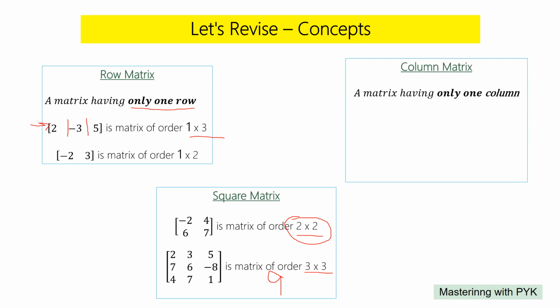Column matrix, a matrix having only one column irrespective of number of rows. So here we have one column and 2 rows. So the order of matrix is 2 multiply 1 or 2 cross 1. Here we have 3 rows and 1 column, so it is 3 cross 1.